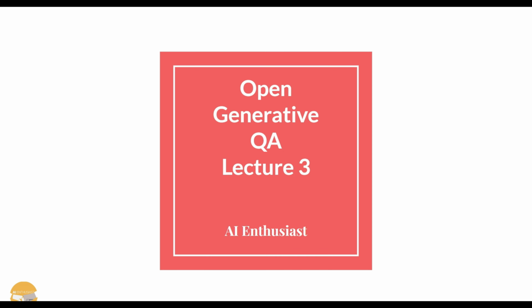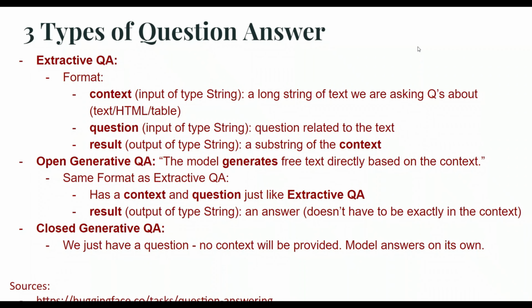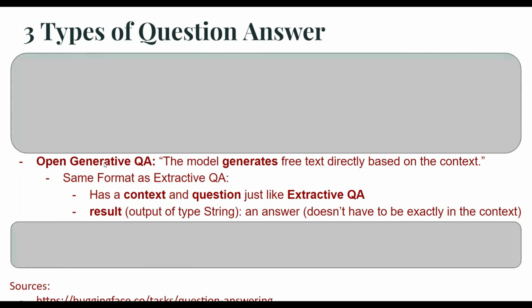So this is lecture 3. Let's jump right into it. We have a lot to do. Last time we talked about extractive QA, which is getting the answer from the background information that you provided. Open Generative QA is what we're going to be focusing on today. It's going to look at the context, the background information that we provided, but it's actually going to generate more text from that. So I'll show an example.